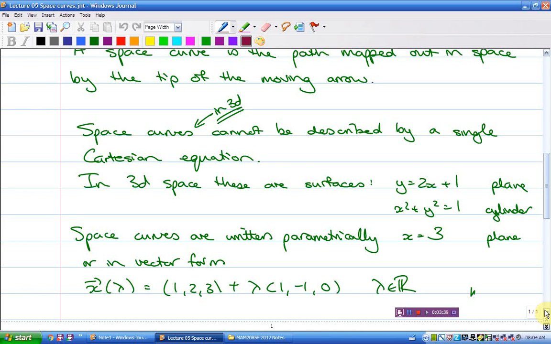But that's what I mean by curves can be described by clusters of Cartesian equations. Because you could say the unit circle that's centered on the origin on the xy plane, you could describe it as x squared plus y squared equals 1, comma, z equals 0. So it's kind of a cluster of Cartesian equations.